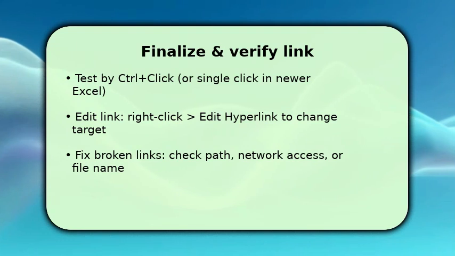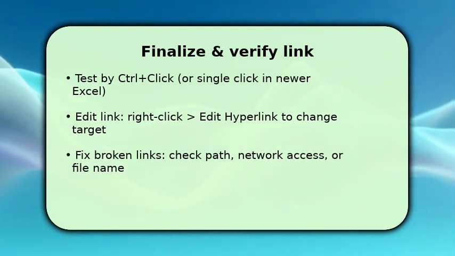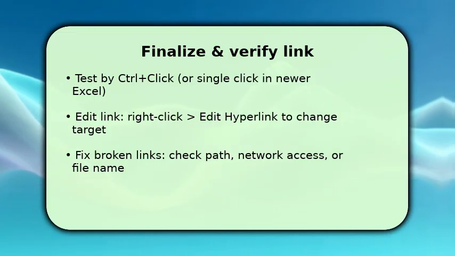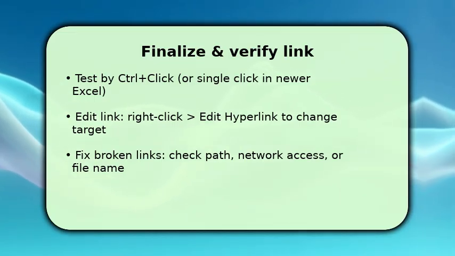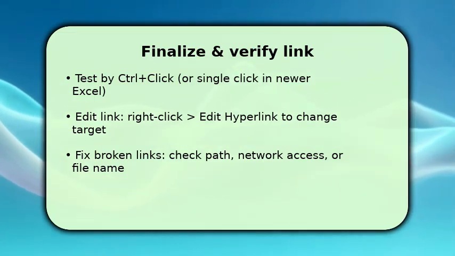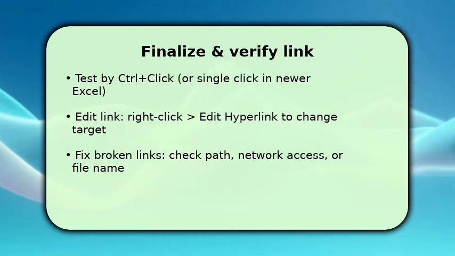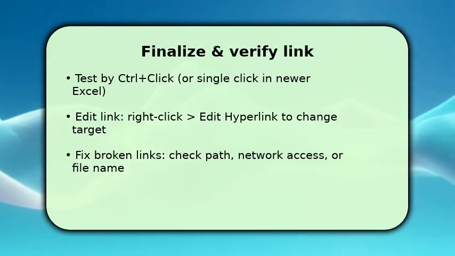Finish by immediately testing the link. Ctrl+click, or simply click in newer Excel, to confirm it opens the intended destination. If the target needs adjusting, right-click the cell and choose Edit Hyperlink to update the URL, sheet reference, or file path. Save the workbook to preserve links.